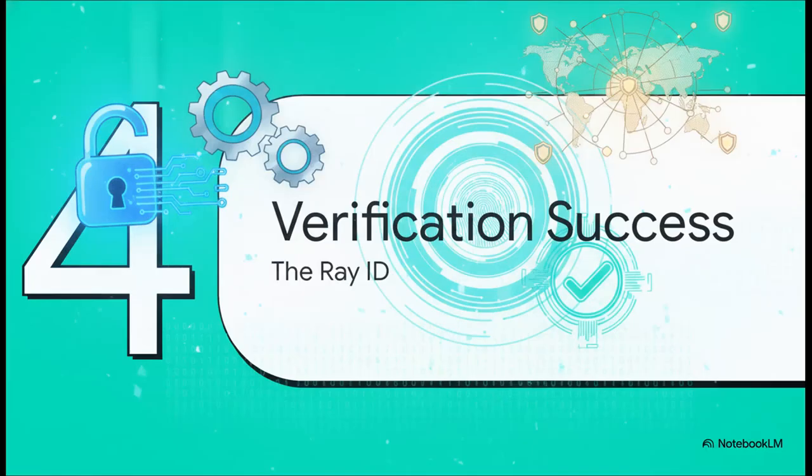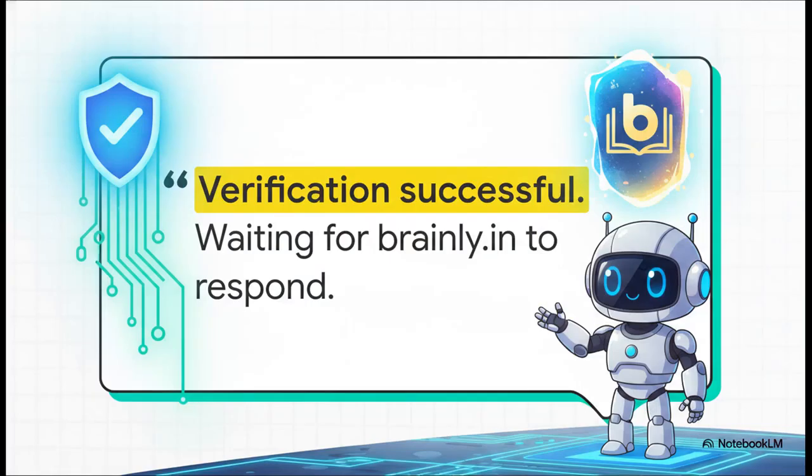Section 4, verification and the Ray ID, examining the success state. Okay, so the crucial point is this pivot right here. Verification successful. The text shifts entirely from a state of active checking and technical demands into a state of successful waiting. The page explicitly confirms your change in status. You've proven you're not that malicious bot we talked about earlier, and you've followed the instructions to enable the correct settings. The conflict is officially resolved, and the text smoothly transitions to telling you that it's now just waiting for the destination to finally respond and let you in.